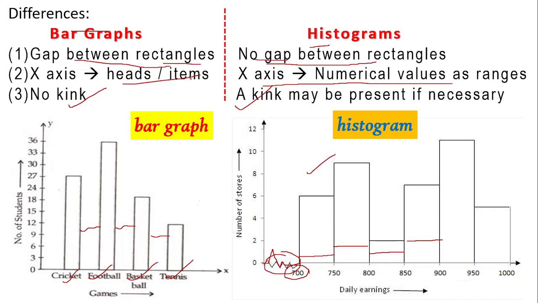So gap between rectangles we have in the bar graph, but no gap in the histogram. In the bar graph, the x-axis has heads or items, cricket, football, basketball, or population in different years like 1980, 1985, 1990. But in the histogram the x-axis will be numerical values as ranges: 700 to 750, 750 to 800, 800 to 850. In the bar graph, no kink, and in the histogram a kink may be necessary. The kink is necessary if it is not starting with 0. If it is starting with 0, then we don't need the kink.